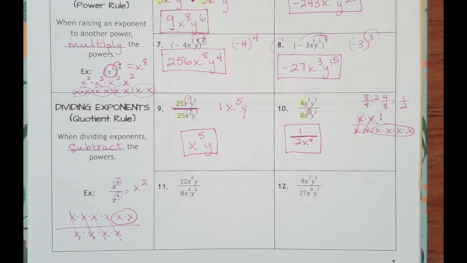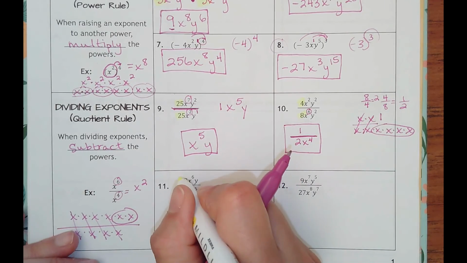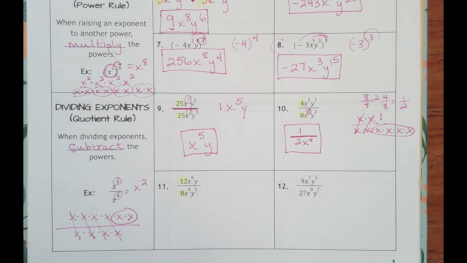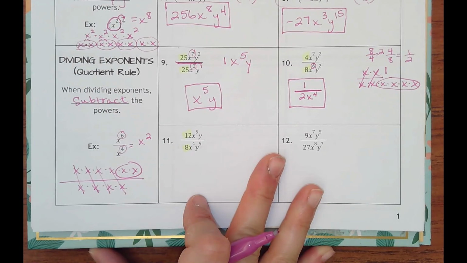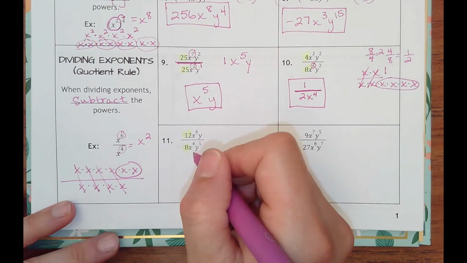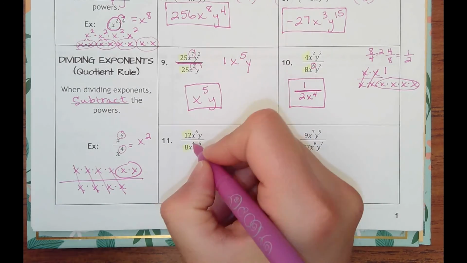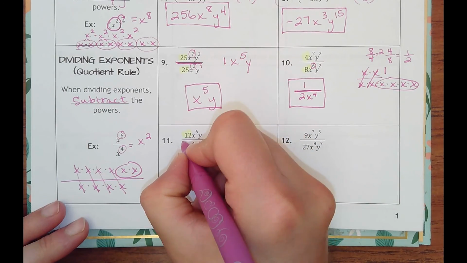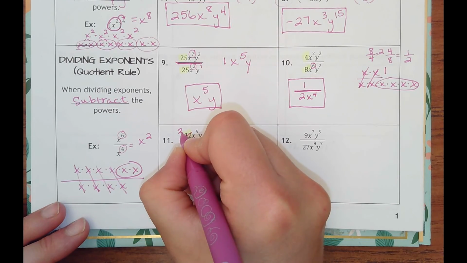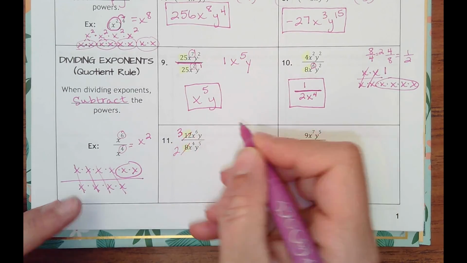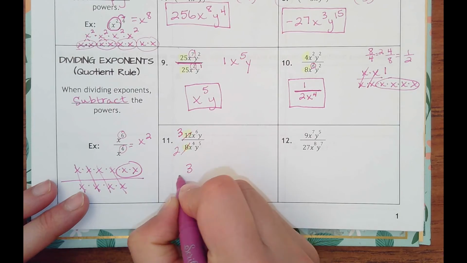All right, number 11, divide 12 by 8. That doesn't divide evenly, so it's going to stay a fraction, but it needs to be simplified or reduced. What can 12 and 8 both be divided by? 4. So 12 divided by 4 would be 3. 8 divided by 4 would be 2. So I get 12/8 is the same as 3 halves.